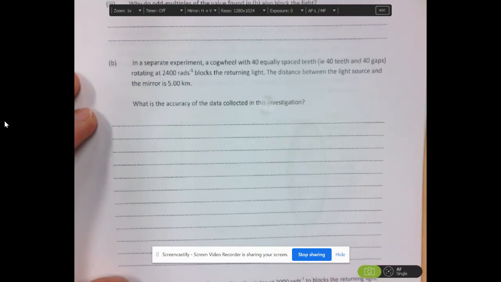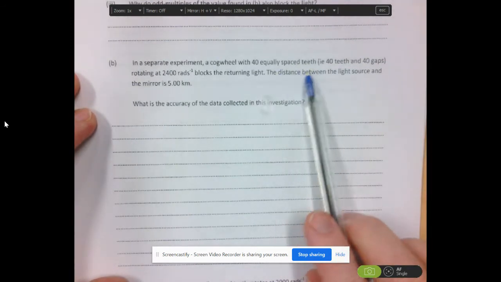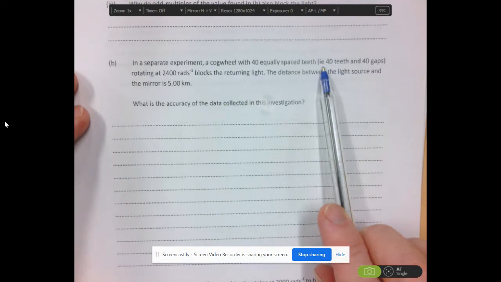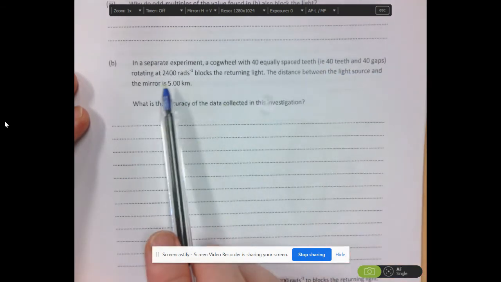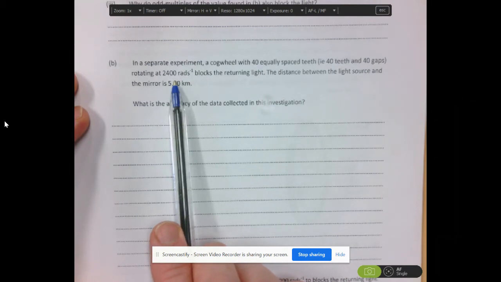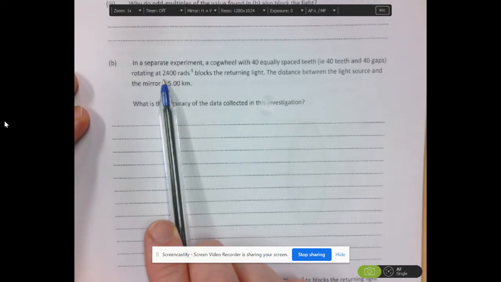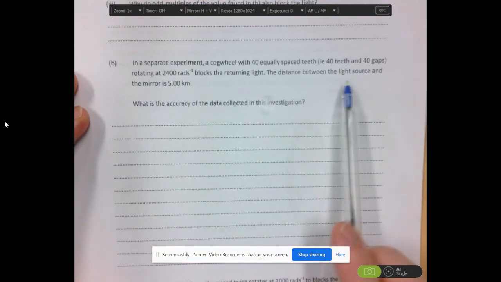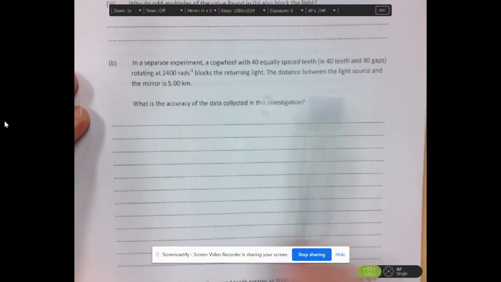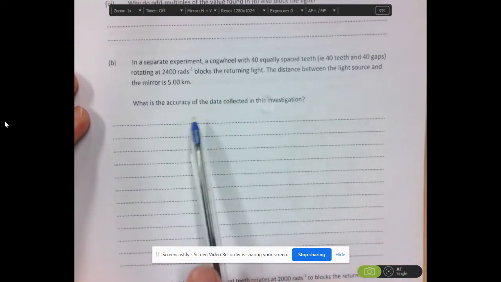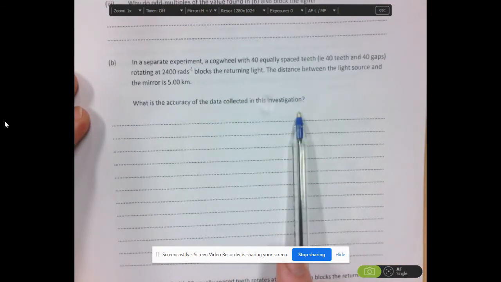In a separate experiment with 40 equally spaced teeth, in other words, once again 40 teeth and 40 gaps, the minimum rotational speed to block the light going through the cog wheel, the teeth and the gaps, is 2,400 radians per second. The distance between the light source and the mirror will be 5 kilometres, and we are going to determine the accuracy of the data collected in this experiment.